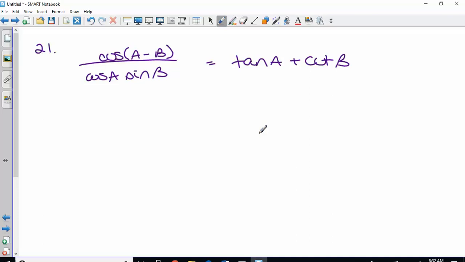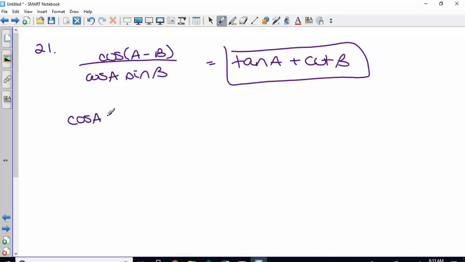So when I'm picking a side to box in, if there's one where we are going to be able to use identities, I would rather work with that one. You notice on the left we have cosine of A minus B, so that means I can use the cosine difference formula. So I would rather work with that. So I'm going to box in the left. So cosine A minus B. Go to your formulas. What is that? Cosine A cosine B plus sine A sine B.